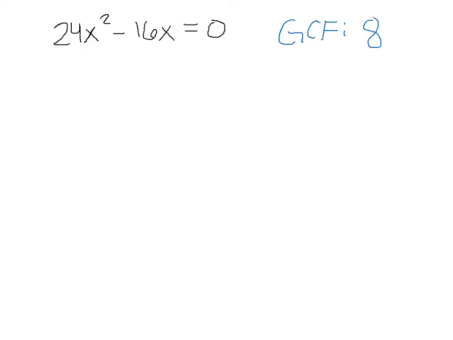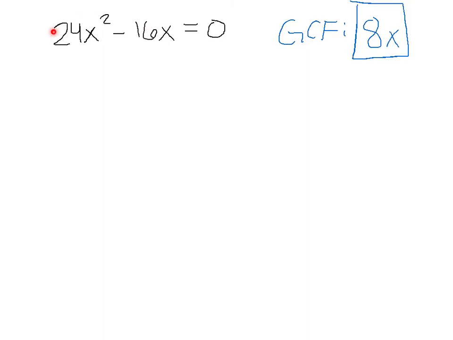Then we have to include a variable in our GCF as well. If you notice, both of these have a variable of x. A good rule of thumb to go by is go by the variable with the smallest exponent. So technically this x has an exponent of 1. So 8x could divide into 16x, and 8x could divide into 24x squared. So this is our GCF.